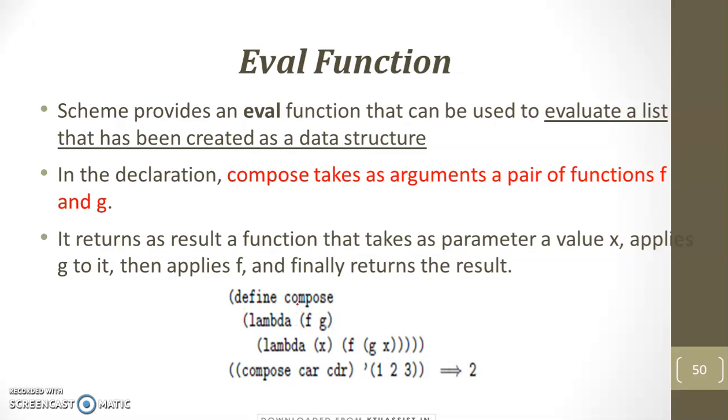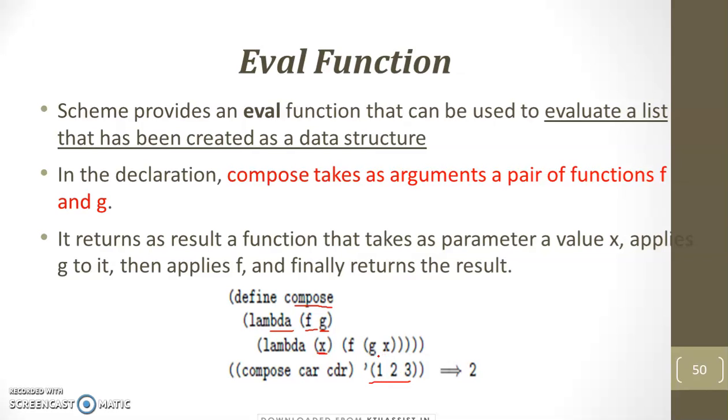define. From this define, you will be able to know that this is a function. Compose is a function. It will be taking two arguments. Using the lambda expression, it will be taking two arguments, that is two functions f and g. So what is the result it will be giving? It will be taking one parameter. Again, this lambda function will be taking one parameter x, which will be a list.